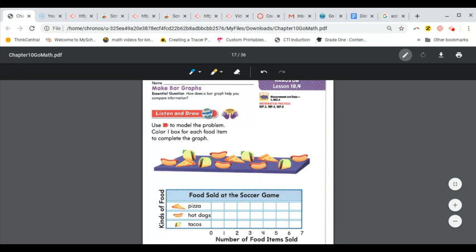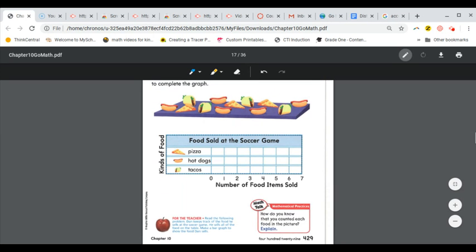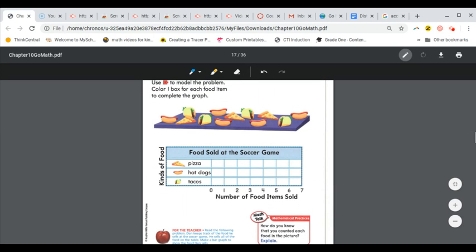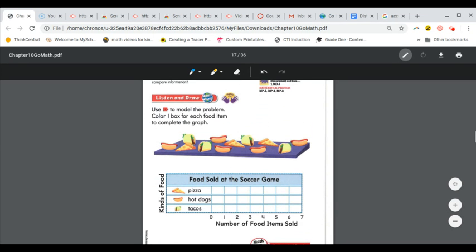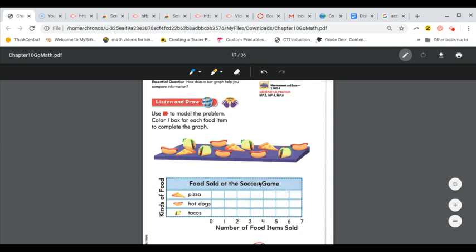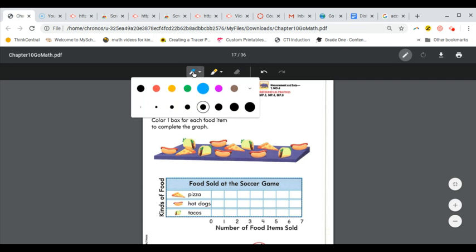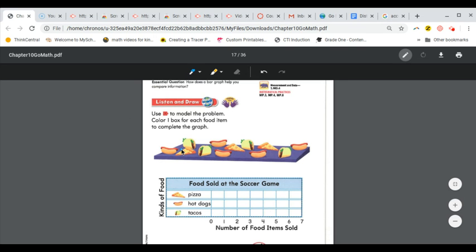So we're going to look at this picture right here. And Dan is keeping track of all the food he sells at the soccer game. He sells all the food on the table. Make a bar graph to show the food he sells. So we are going to color in the boxes for each food item that he sells. So we're going to start with pizza. We are going to cross out each pizza as we go.